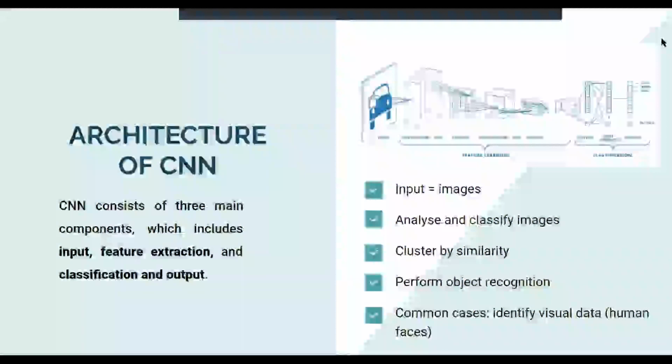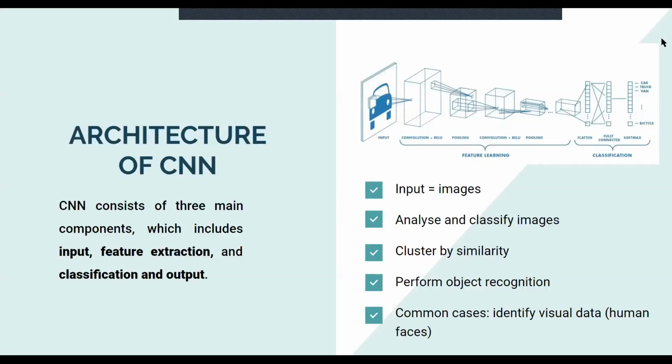Now, let's look into the architecture of CNN. The concept of human neuron connection within the brain, and the organization and functionality of the visual cortex, is used to construct the CNN architecture. Neurons of CNN are arranged in a 3-dimensional structure, and each set of neurons examines a small part of the image. CNN consists of 3 main components, which include input, feature extraction, and classification and output.